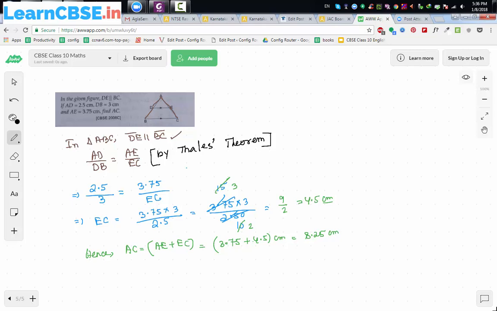While writing that answer, you should not forget the units. These are very important, so you should write down the units in the answer. Now, let's do one more question, which is again based on the Thales theorem.